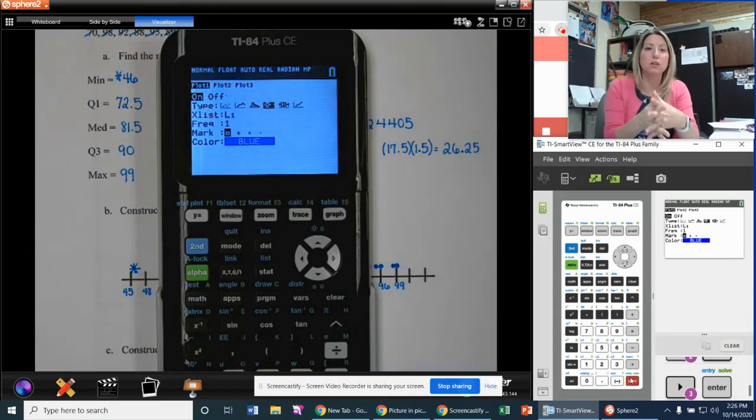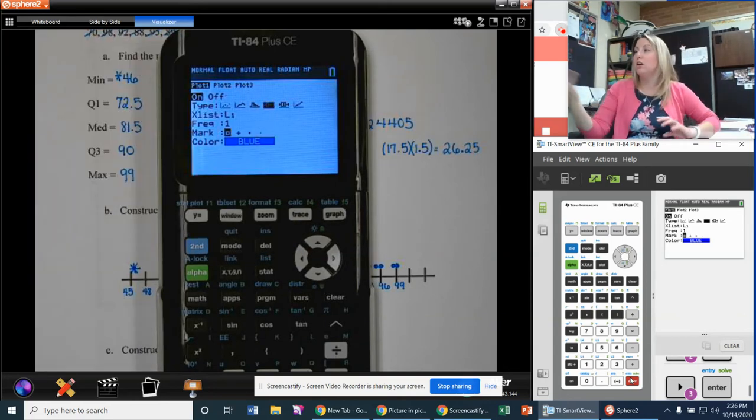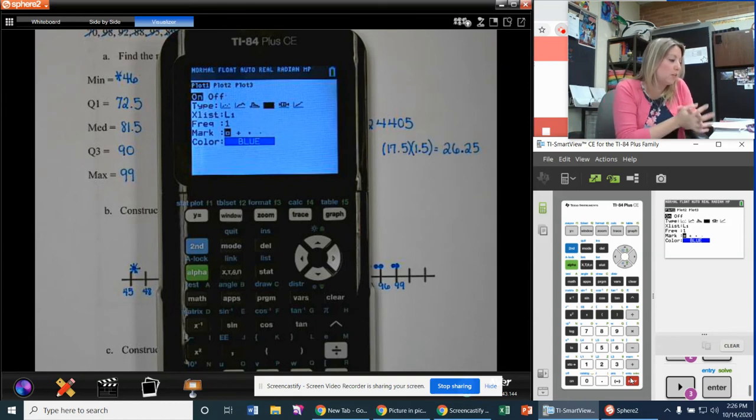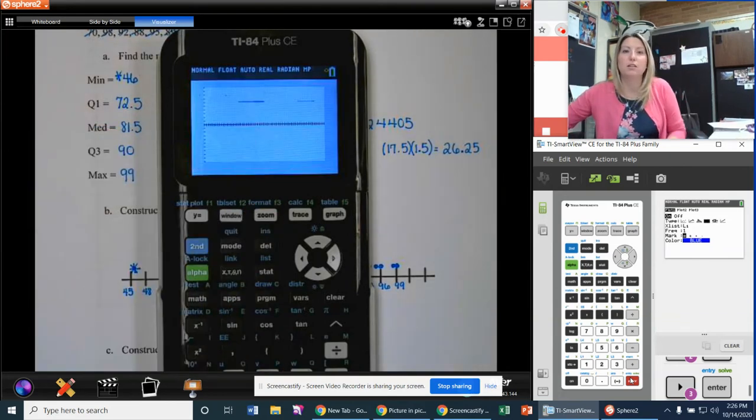And what you notice is now there's only an X list of L1 on each graphing calculator. I'll leave it blue, okay? But there's only an X list of L1 for these. And so now what I want to press is zoom because that gets my stats.